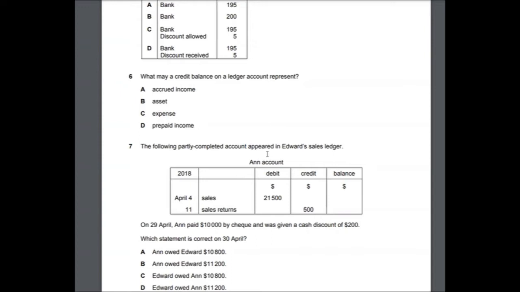So option D ultimately is the correct answer to multiple choice 6. That will represent a credit balance. Income or revenue in general would have a credit balance, but you have to pay attention to the type of income in this case. So the correct answer to multiple choice 6 would be option B.